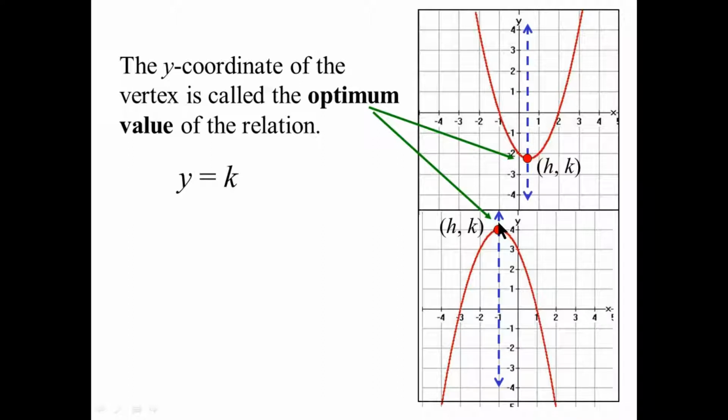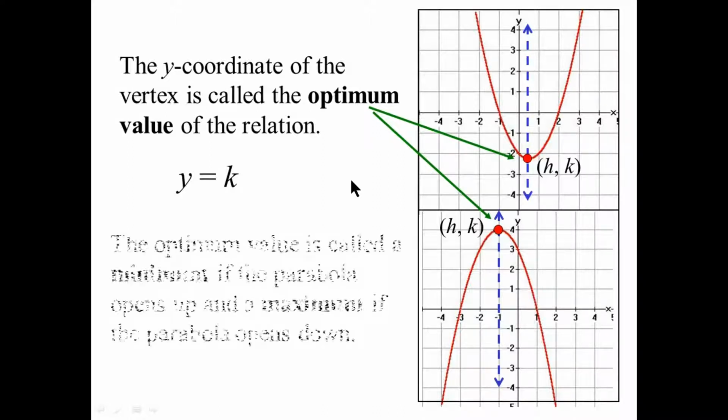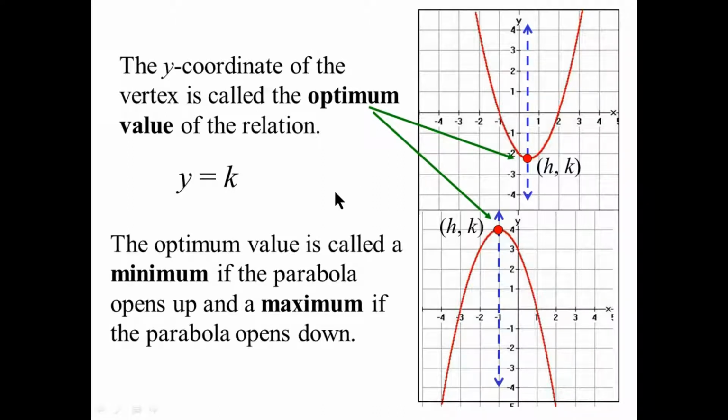These points are called vertices, and the optimum value is the y value at the vertex. So y equals k is called the optimum value. It's a bit counterintuitive here because the optimum value is a minimum if the parabola opens up. So here's a parabola that opens up, and it has a low point. And here's a parabola that opens down, and it has a high point, or a maximum. It's a maximum if the parabola opens down.